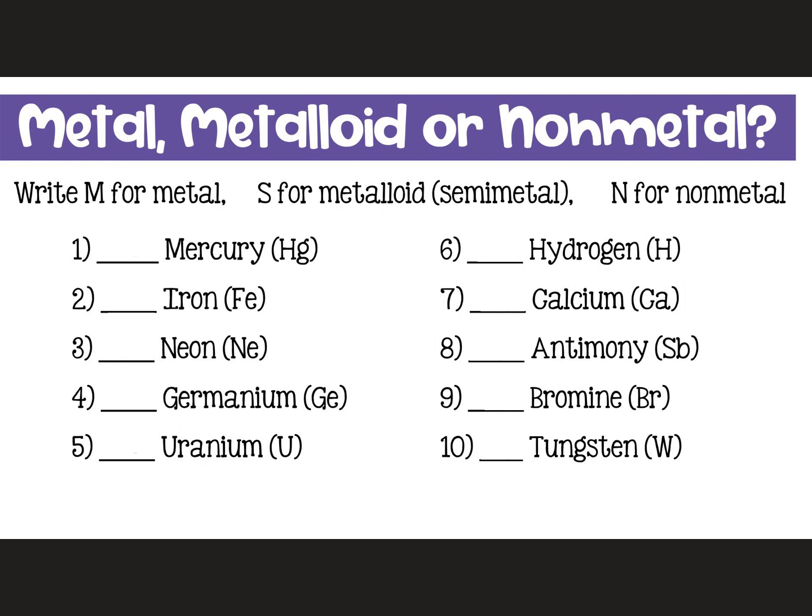Tungsten, W, is atomic number 74. It is a metal. Notice how all of the metals are on the left side of the periodic table and all of the nonmetals are on the right side of the periodic table. And then in between those are the staircase elements, which are the semimetals.